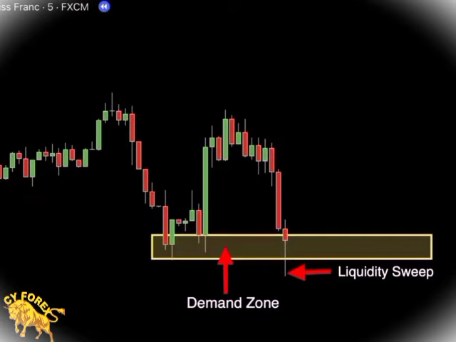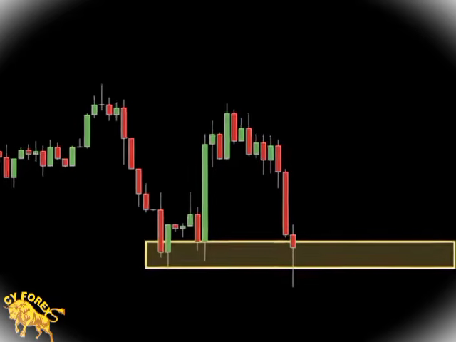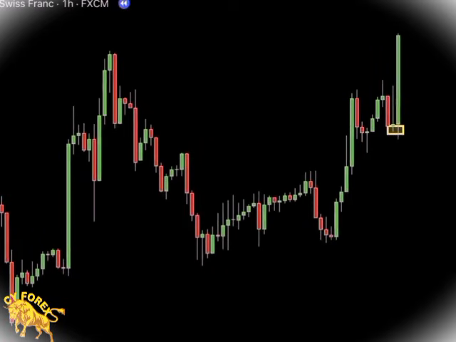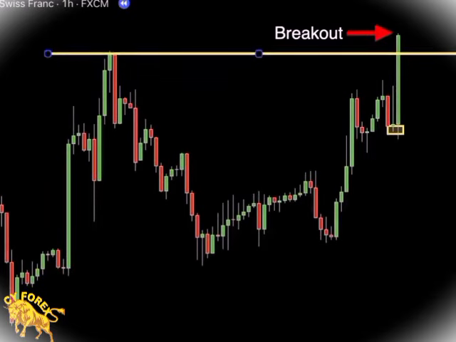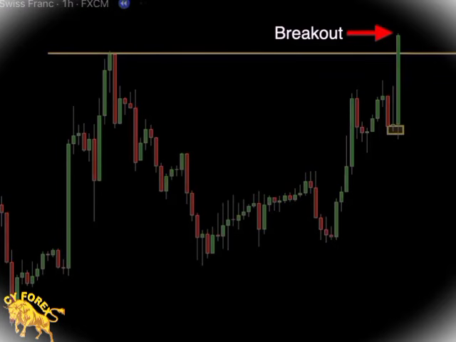Now, we have a clear buy signal on this lower time frame, but let's check if the higher time frame aligns with our trade. On the higher time frame, we see that the market was previously ranging, but then made a strong breakout above a key resistance level. This breakout tells us that the big players are likely aiming to push the market higher.